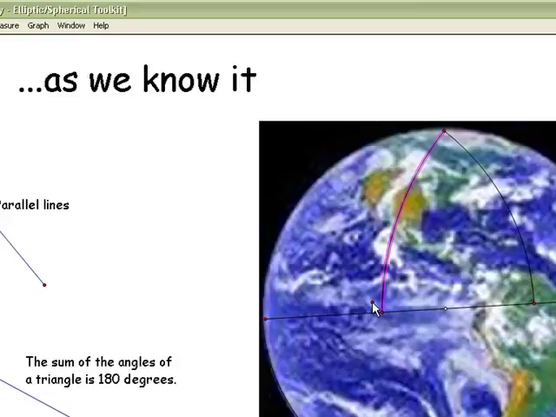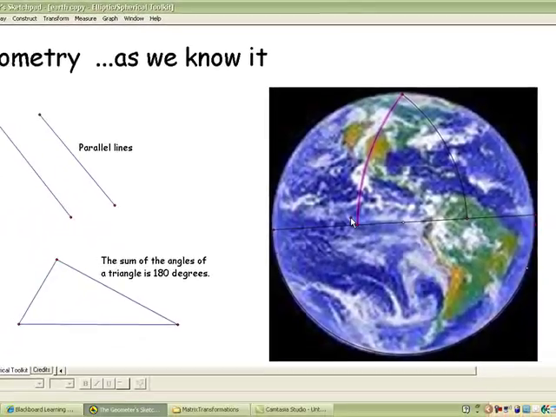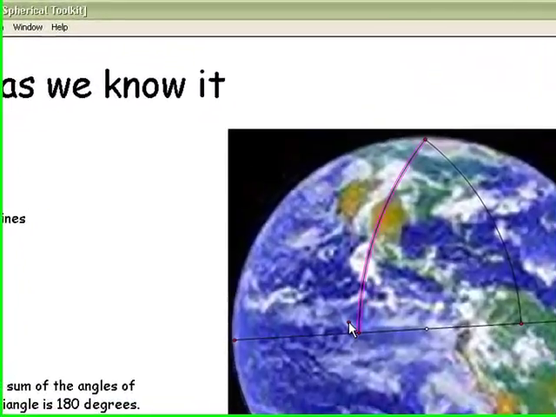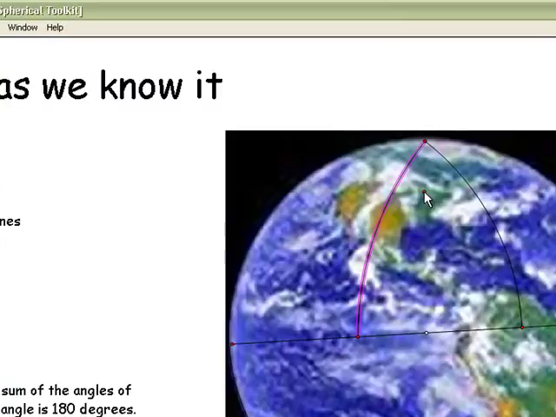Another thing we know is that the sum of the angles of any triangle is 180 degrees. That works on a plane, like this screen, or a piece of paper, or even on a small area of the surface of the Earth. But let's zoom out again and take a look. If we're looking at a small triangle, it looks similar to our plane geometry.